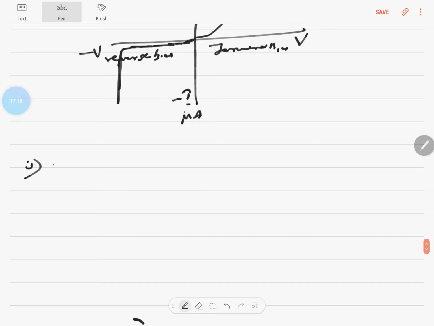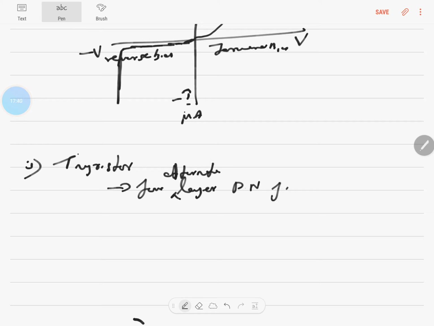Then there is a thyristor. What is a thyristor? A thyristor is 4 alternate layers of PN junction. So it's a 4-layer PN junction diode, alternate layers of PN junction. That's called a thyristor. That's again a semiconductor device.